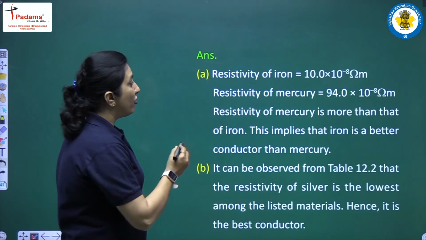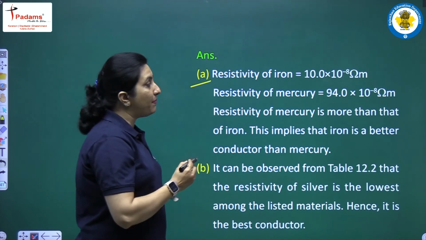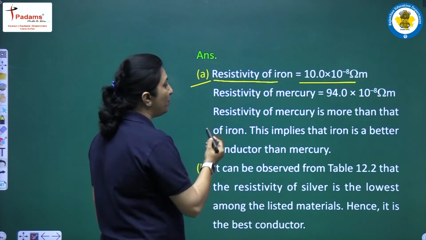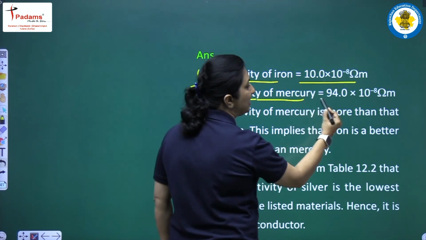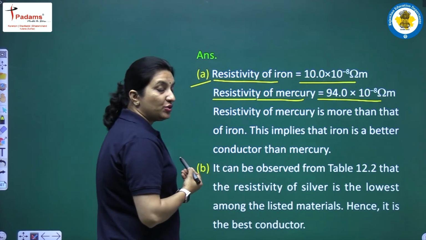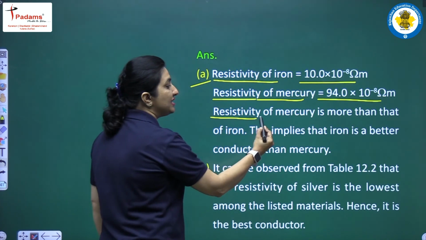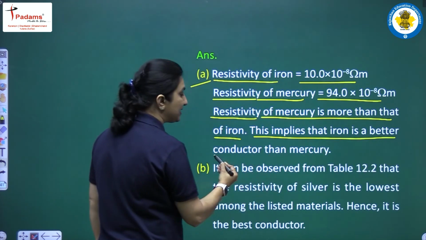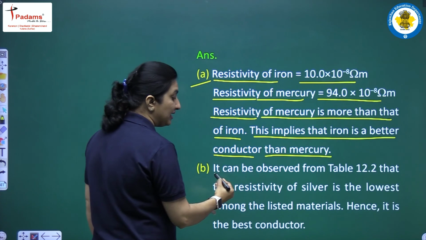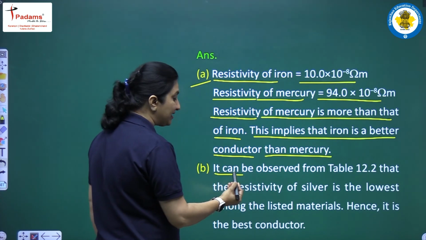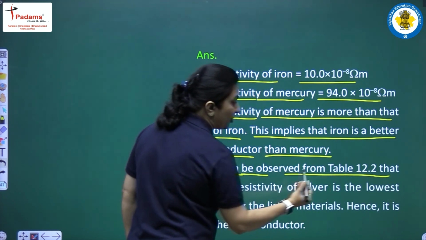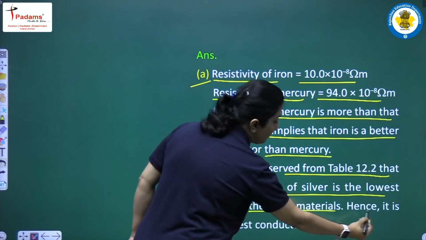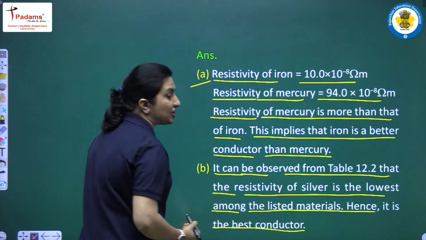So students, for the answer writing you will write for A part, resistivity of iron is 10.0 into 10 to the power minus 8 ohm meters, and resistivity of mercury is 94.0 into 10 to the power minus 8 ohm meters. Resistivity of mercury is more than that of iron. This implies that iron is a better conductor than mercury. For the B part we'll write that it can be observed from table 12.2 that the resistivity of silver is the lowest among the listed materials, hence it is the best conductor.